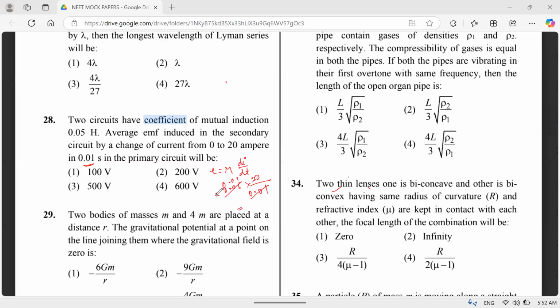See how much I'm getting. 0.05 into 20 divided by 0.01. Yes. How much? 100 volt. Got it? Sure. Directly formula based question. Next one, beta.